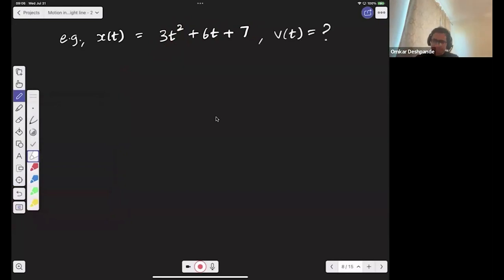Now I'm not interested in this specific function. I'm interested in a general polynomial. Looking at a general polynomial, I want that by the end of this class, you should be able to take the derivative, and in fact even answer questions based on taking the derivative.